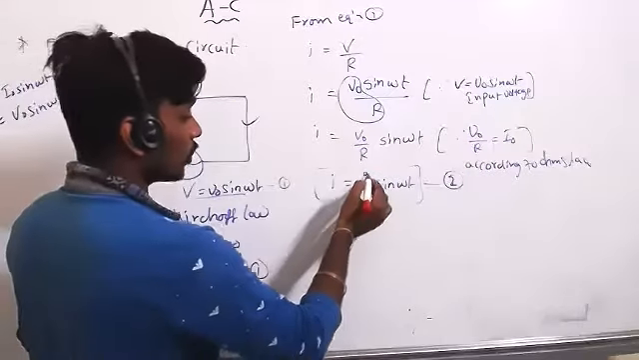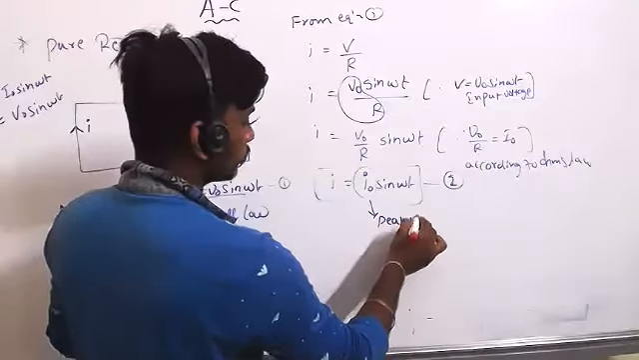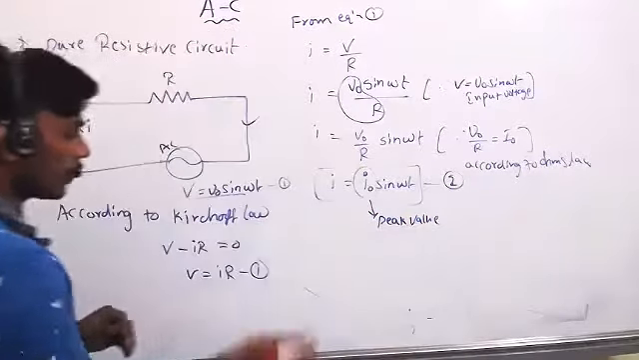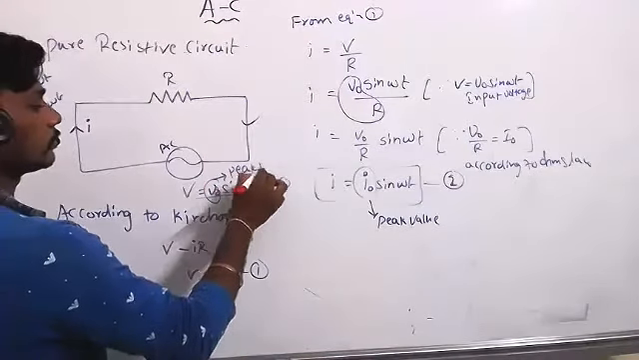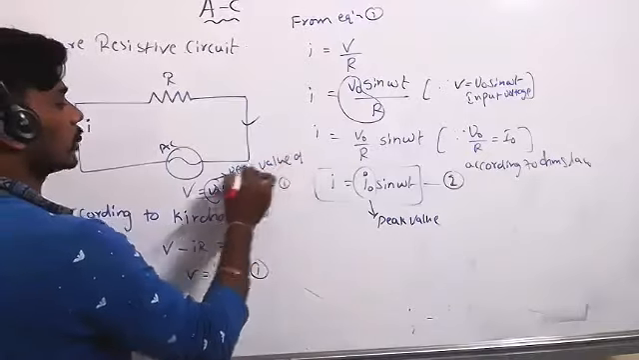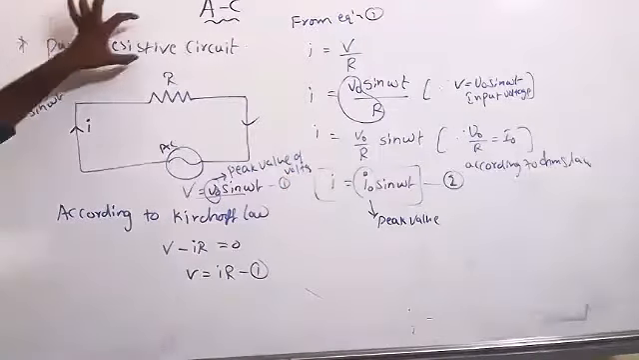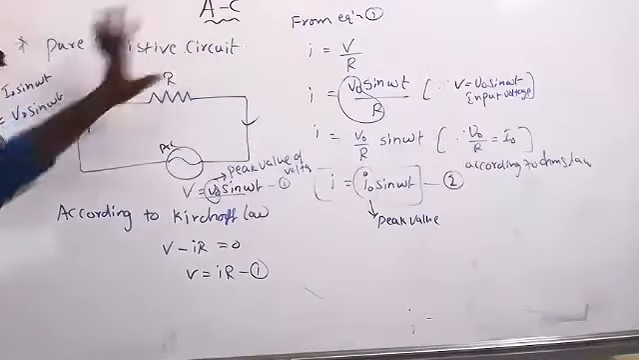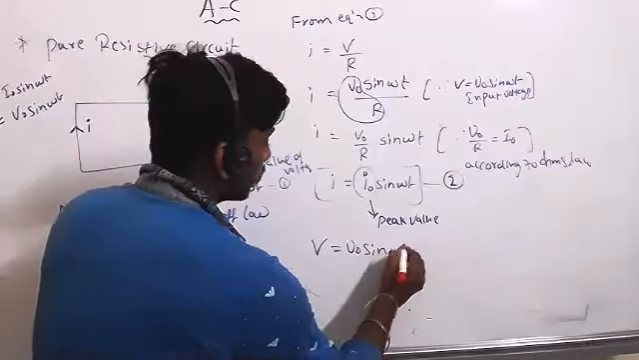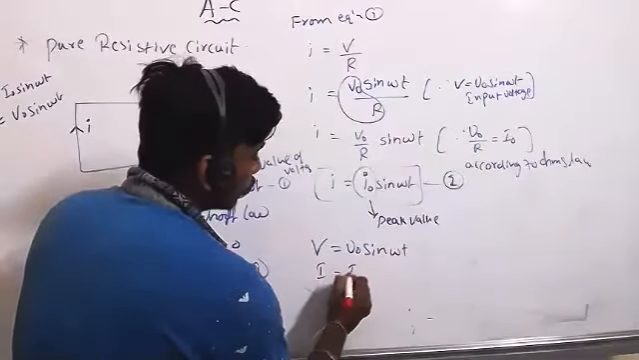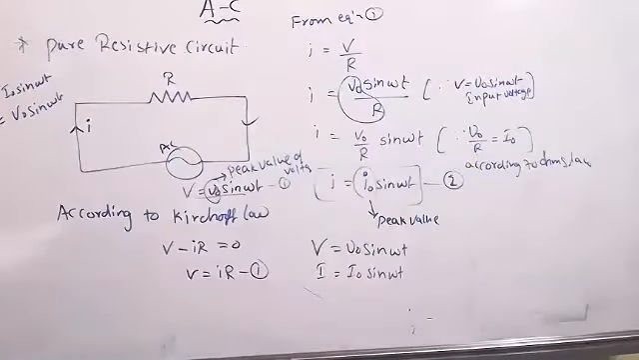Here you may have doubts on what V naught and I naught are. I naught is the peak value of current. Here also V naught is the peak value of voltage. That's all. So in a pure resistive circuit, when I give input V equal to V naught sine omega t, I get output current I equal to I naught sine omega t. Write this.